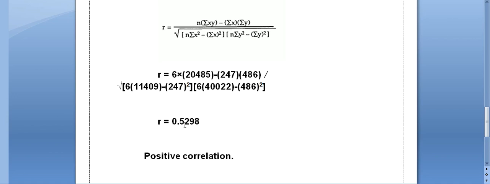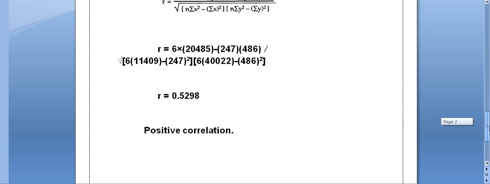The value of R is positive and it is greater than 0. So we can say that it is a positive correlation. How do we find out that it is positive or negative? In the last video I have already shown how to evaluate the correlation coefficient based on its value. If it is greater than 0 then it is a positive correlation, if it is less than 0 then it is a negative correlation, and if it is equal to 0 then there is no relation between the two variables. Here we are getting the value of R 0.52, which is a positive value and greater than 0, so the correlation among x and y is positive correlation.